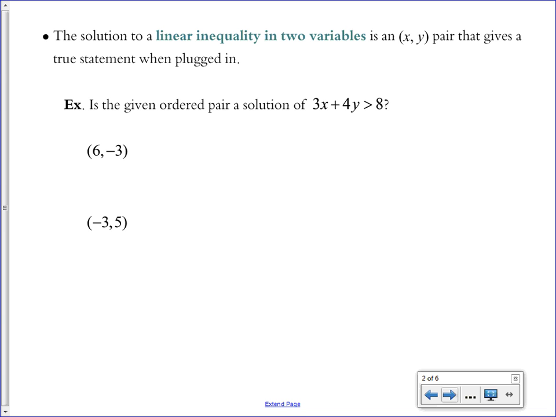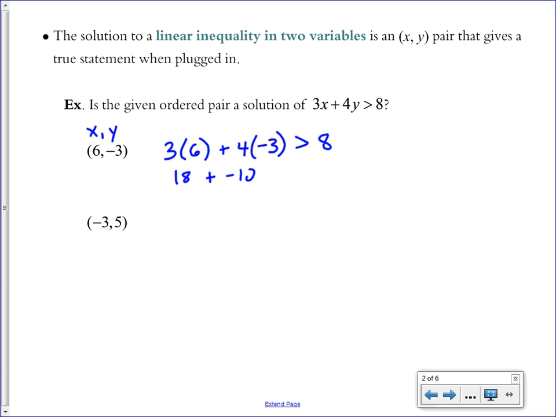All we're asked to do here is check the two that were given and see if either one of these is a solution. So remember that every ordered pair is x comma y. So when you plug these in, the 6 is our x, the -3 is our y. We'll plug them into the inequality. Use parentheses when you substitute to show work. Simplify the left side of this inequality.